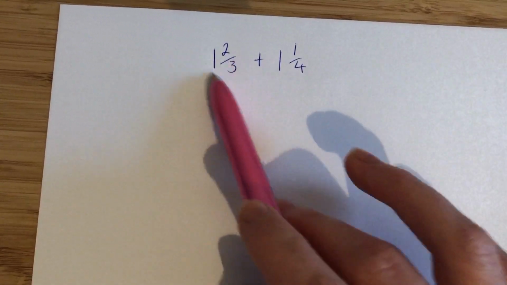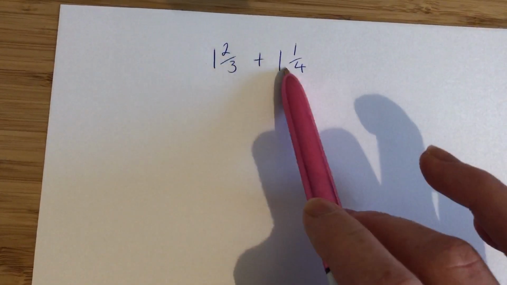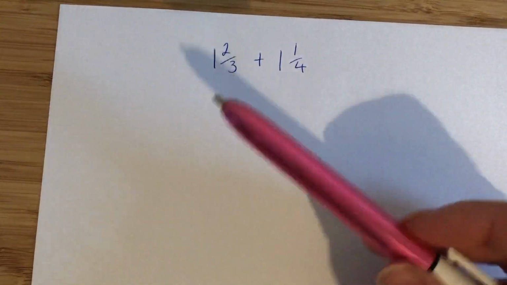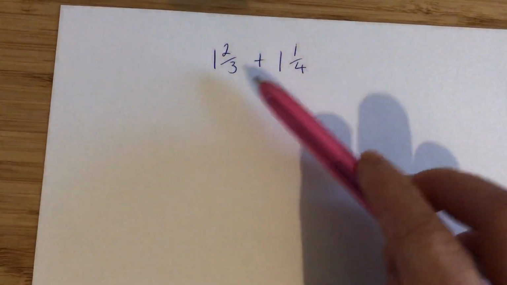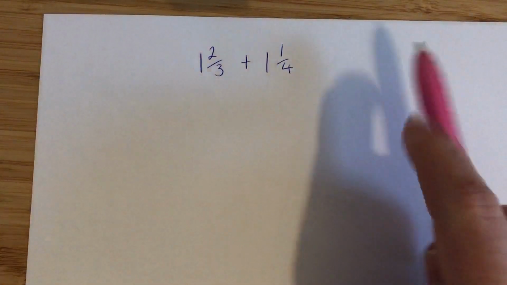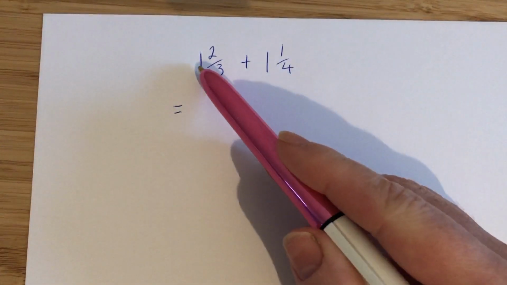Here we've also got mixed numbers. We've got 1 2/3 plus 1 1/4. Now you can add the whole numbers together and the fractions together. Just so that we're using the same method the whole time, I'm actually going to change them into improper fractions. If you're comfortable keeping them as mixed numbers, that's absolutely fine. So let's first of all make these both improper fractions.